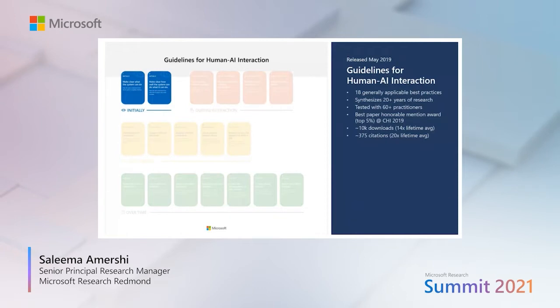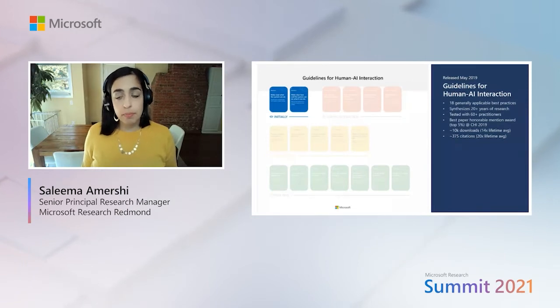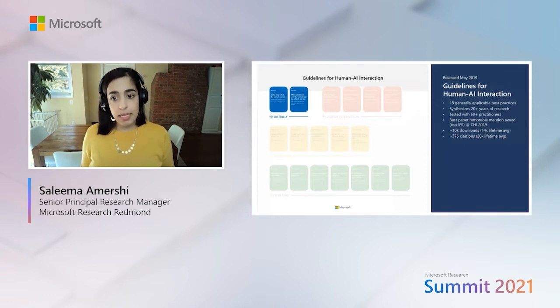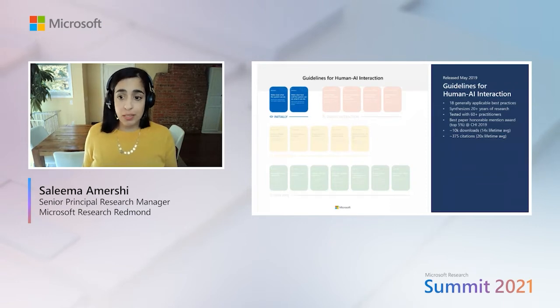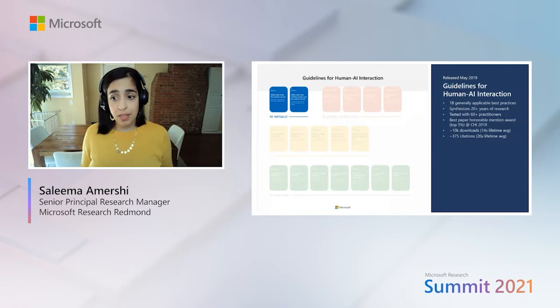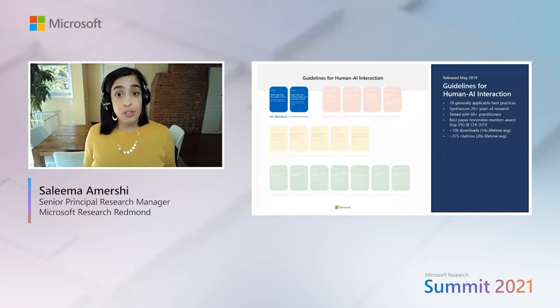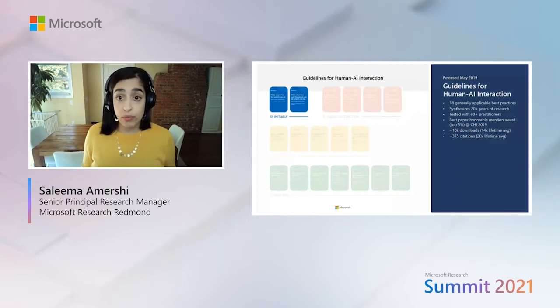So the first category here initially is really all about setting expectations. And expectations are important because people often have unrealistic expectations about AIs because of their complexity and how they're portrayed in the media. But we know that unrealistic expectations can not only lead to frustrations and product abandonment, it can also lead to over-reliance and under-reliance during interaction, which can be detrimental depending on the scenario of use.